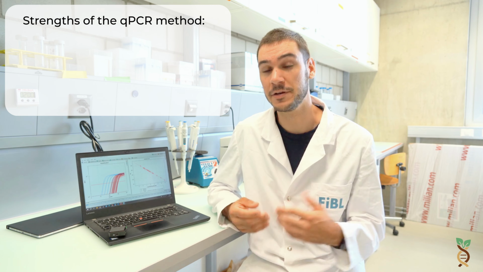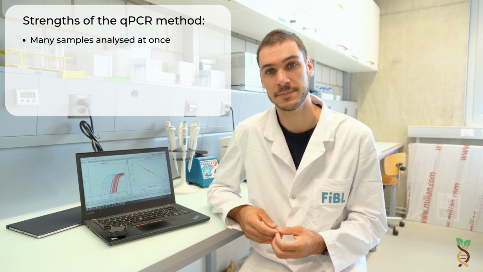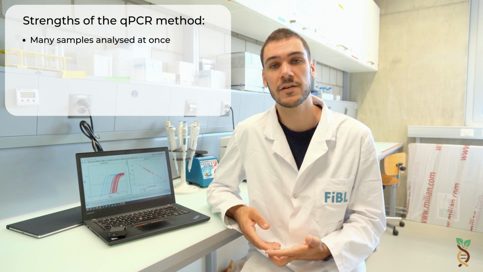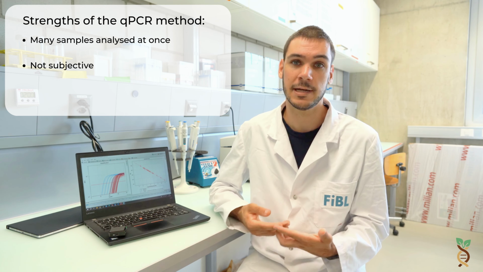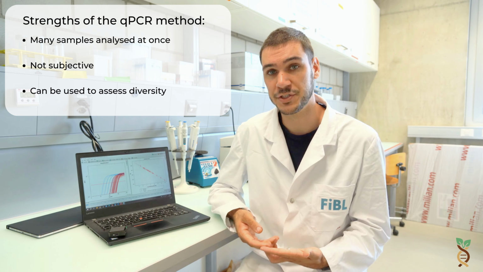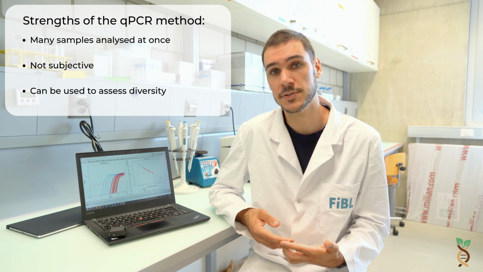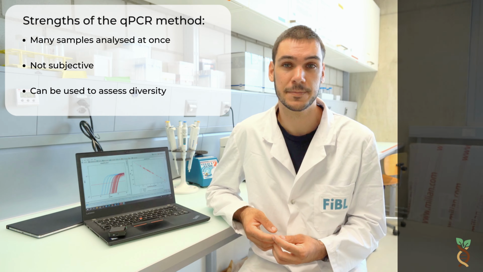Using absolute qPCR to quantify the AMF in root samples allows for the processing of a huge number of samples at the same time. Furthermore, it comes with the advantage that it does not rely on the observer's subjectivity, as happened with microscopy. It also has another advantage. We can pair these results with the sequencing of the AMF diversity.